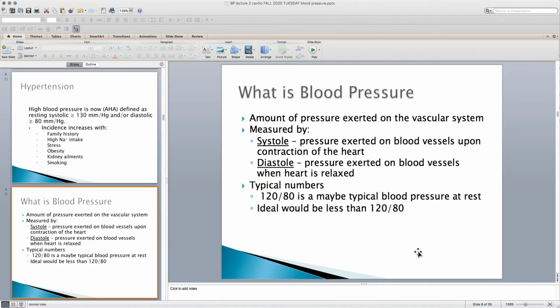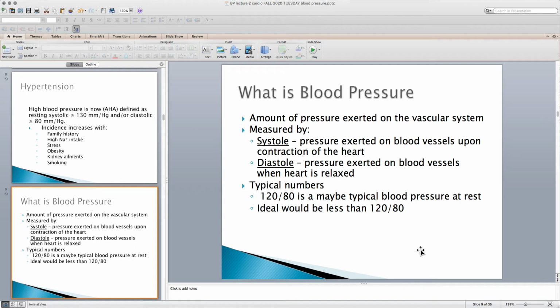So what is blood pressure? Well, it's a pressure, and there are two numbers. That top number is systole, the systolic blood pressure, and it's the blood pressure when the heart is contracting. So it's the pressure exerted in the blood vessels during the contraction phase of the heart. And it's a higher number because the heart is contracting, forcing blood through those arteries.